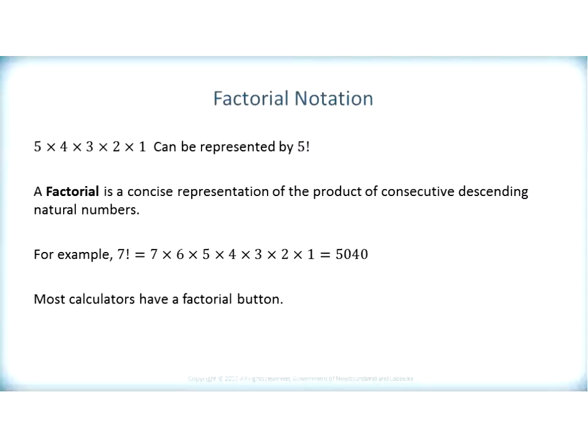5 times 4 times 3 times 2 times 1 can be represented by 5 factorial. A factorial is a concise representation of the product of consecutive descending natural numbers. For example, 7 factorial is equal to 7 times 6 times 5 times 4 times 3 times 2 times 1, which is 5,040. Most calculators have the factorial button. It is an exclamation point.